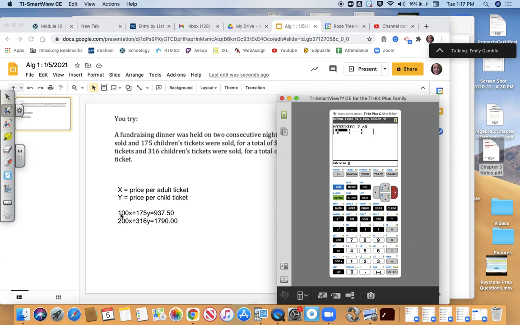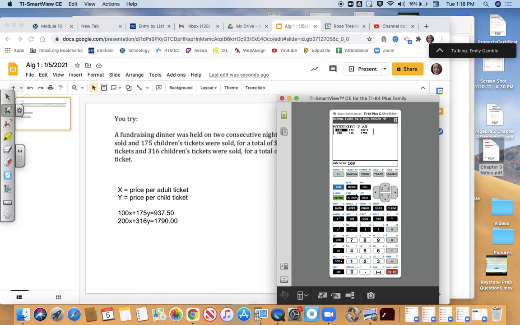You're going to be typing in the numbers for the coefficients for x and y. So this is going to be 100 and then 175. And then this last one will be 937.5 or 937.50, and then this is 200, 316, and 1790. You don't need the 0.00, same thing.